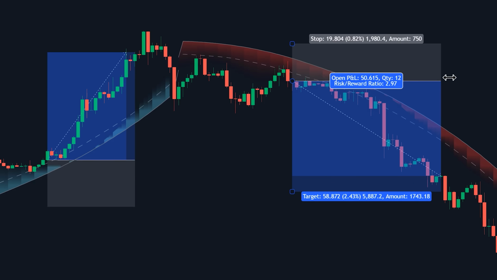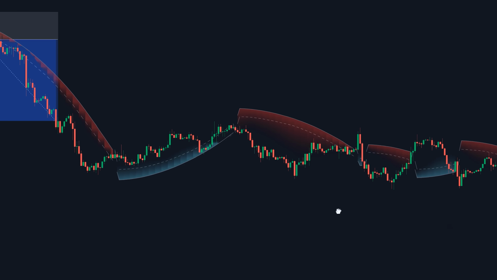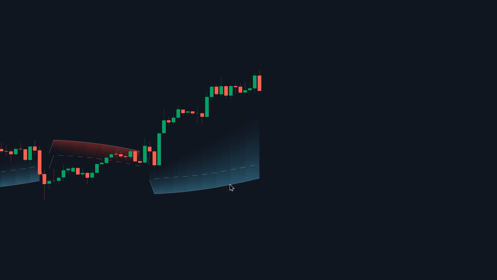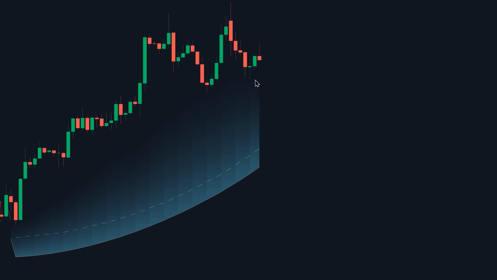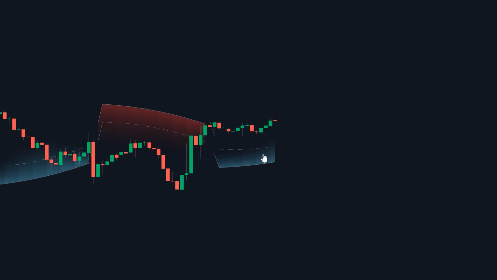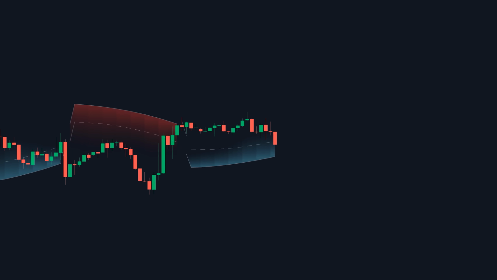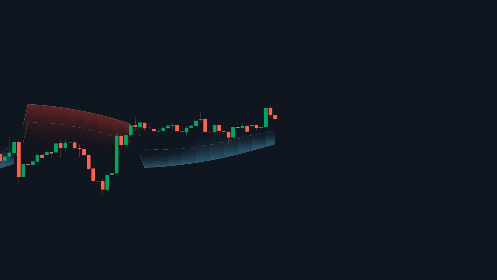Now, apart from detecting trend changes in the market, this tool can also detect how strong a trend is. As the gap between the price and the base of the trend cloud increases, the trend of the market is gonna get stronger and stronger. But in a ranging market where the trend isn't super strong, like here, you can see that the price is gonna get closer and closer to the base of the trend cloud.